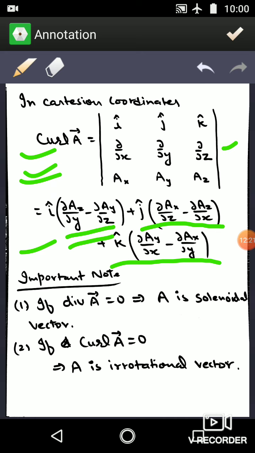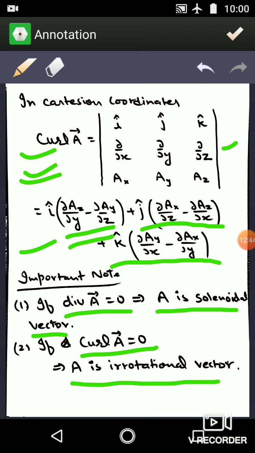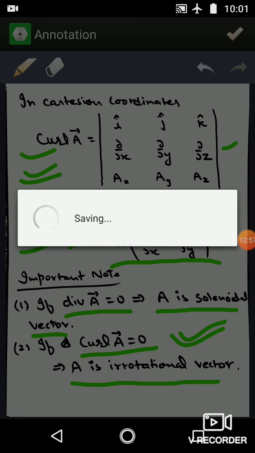Okay, there are two important notes. If divergence of A is 0, then A is called a solenoidal vector. And if curl of A is 0, then A is called an irrotational vector. These are two important notes, and questions appear in examinations on the basis of these two notes. Okay, let us move on to the next page.